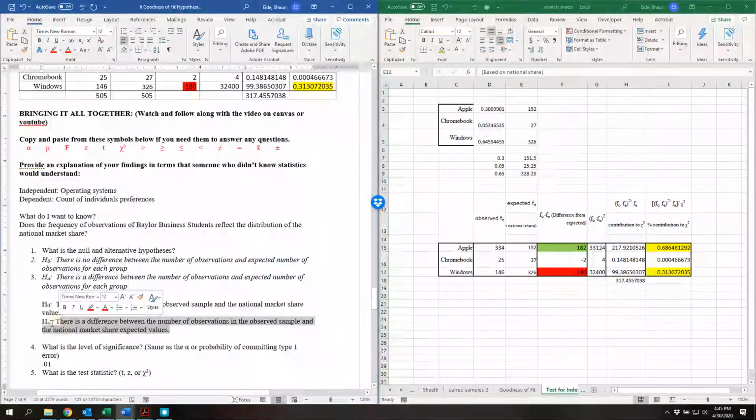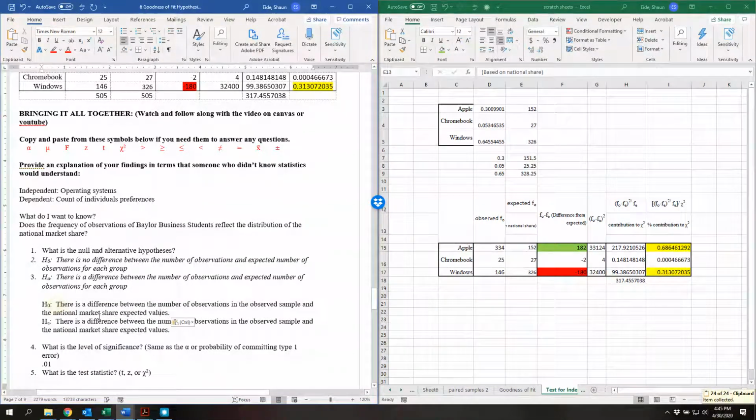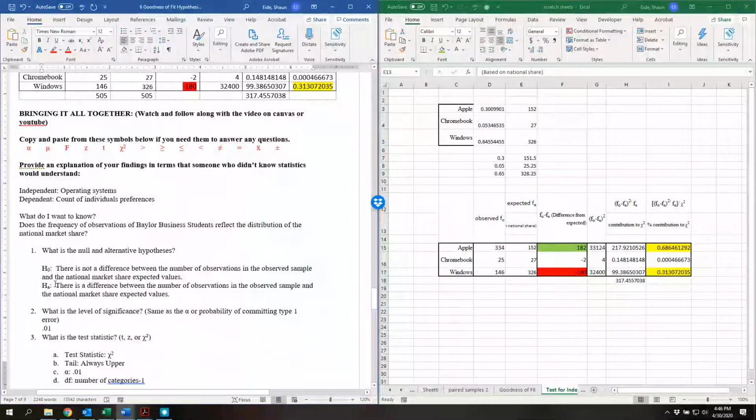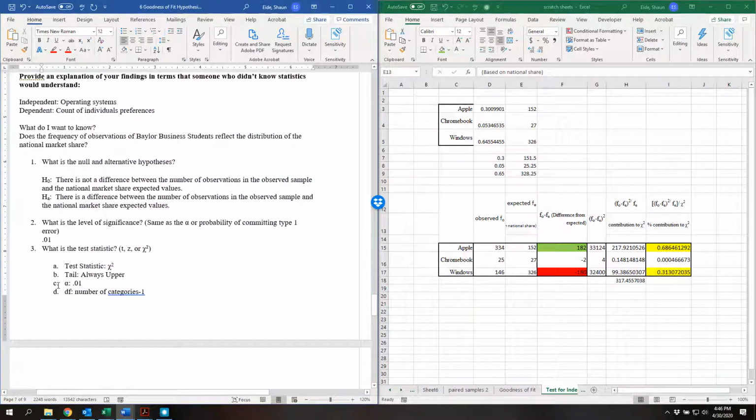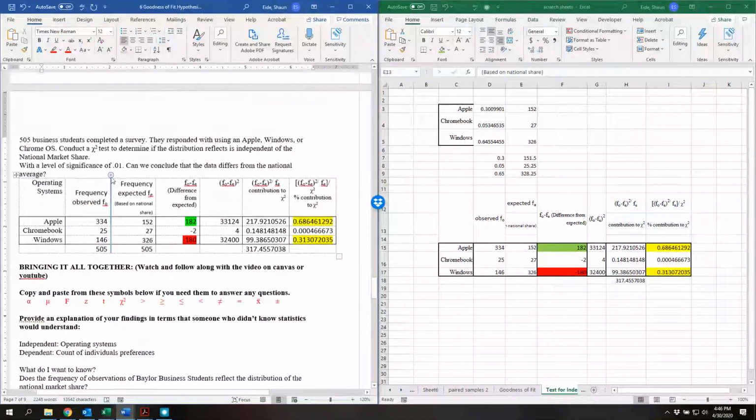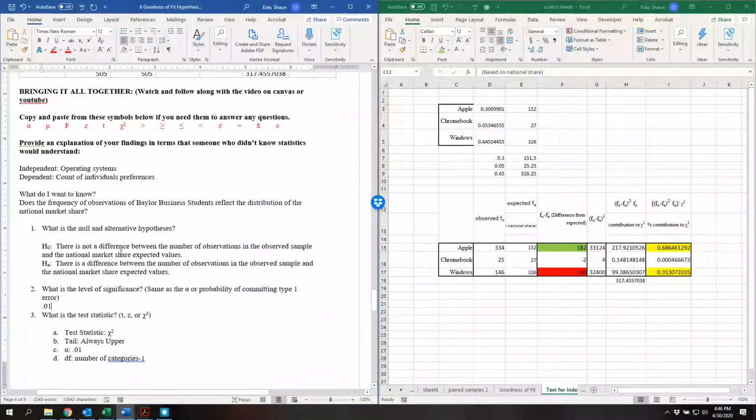So I'm going to copy this. It just provides a little bit more precision the way that I just updated it. There is not a difference between, and there is a difference. And so I have those null and alternative hypotheses there for you for a reason. So that way you can copy them and use them. Next, what is the level of significance? Right up here, the level of significance is 0.01.